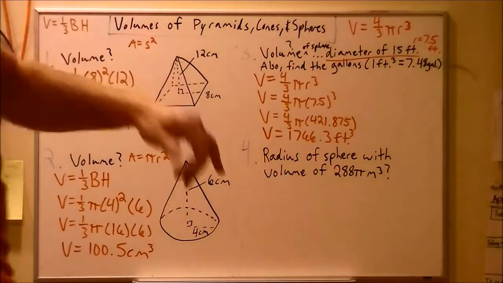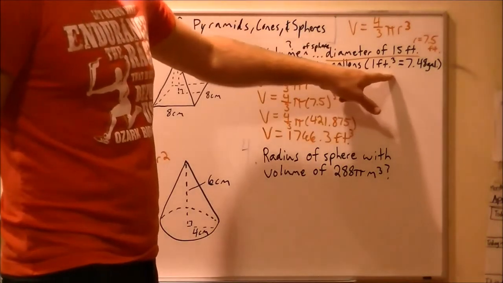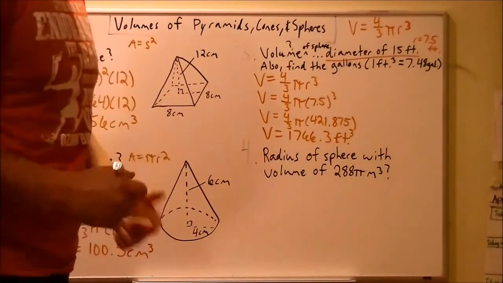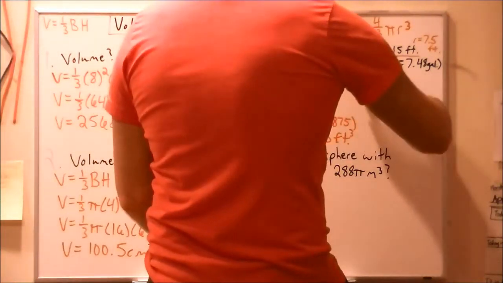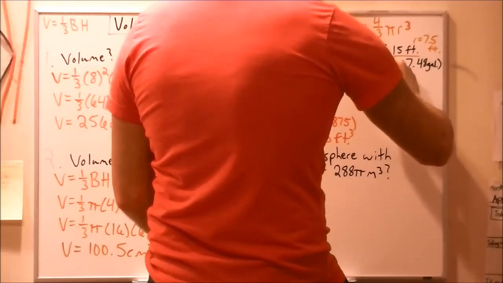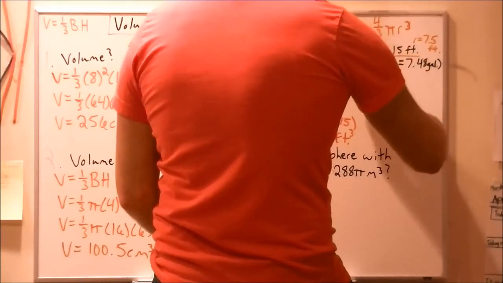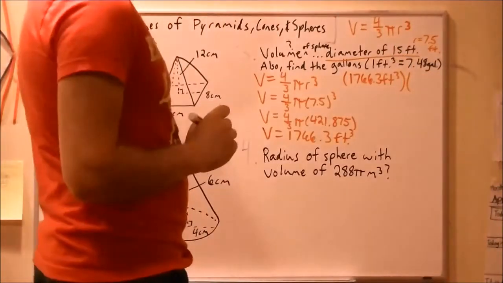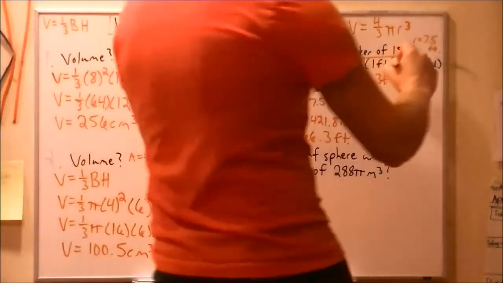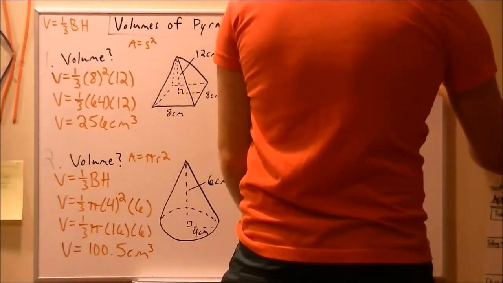How can I find, if I know the cubic feet of it, how can I find the gallons? This conversion technique. 1 foot cubed is equivalent to 7.48 gallons. And so what I can do is take 1766.3 feet cubed, okay? 1766.3 feet cubed, and multiply that by 7.48 gallons.